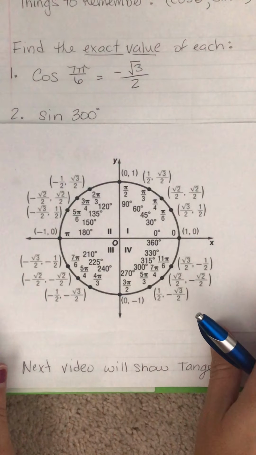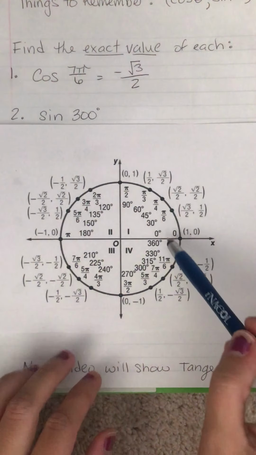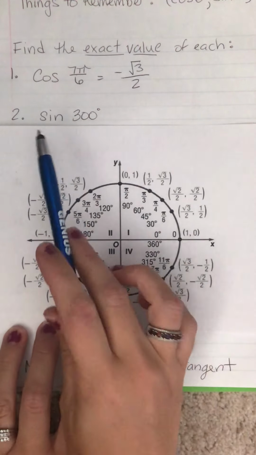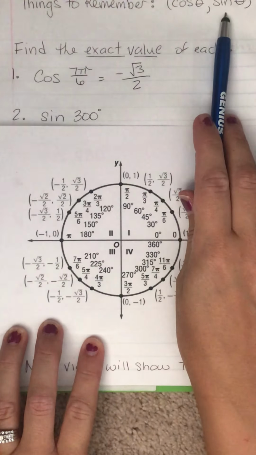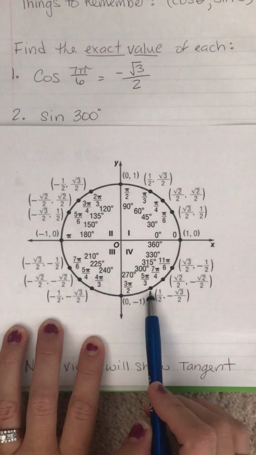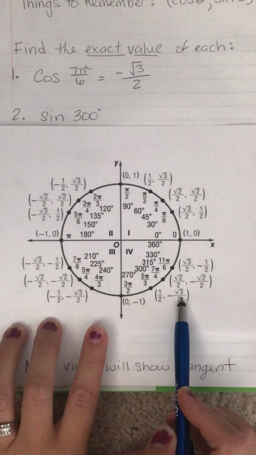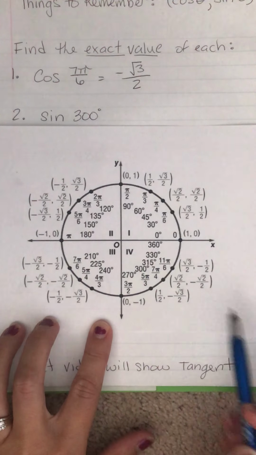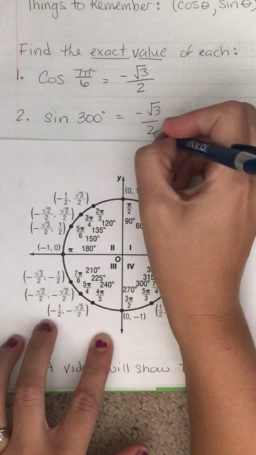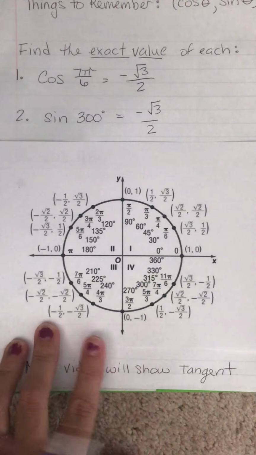Sine of 300. Let's see if it's on the unit circle. Go to your degrees. There's 300. We're talking about sine, and sine represents the y value. So at 300, we look at our y value, and again, negative square root of 3 over 2. So far, so good.